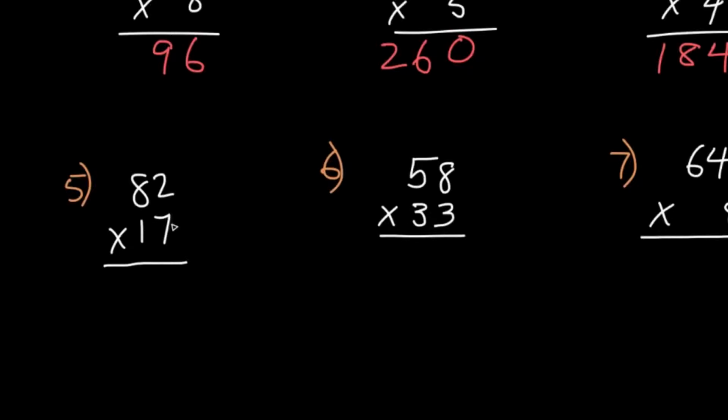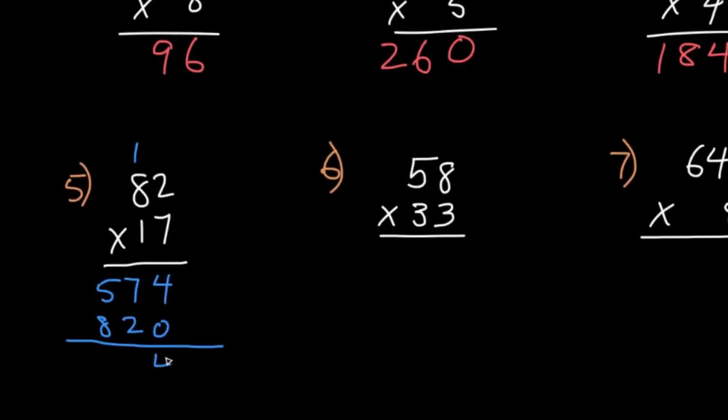Number 5, we have 82 times 17. Starting off with the ones, we multiply 7 times 2, 14, carry the 1. 7 times 8 is 56, plus 1 more is 57. Now we're multiplying the tens column, so we put a 0 here so we can multiply it by 1. So 1 times 2 is 2. 1 times 8 is 8.